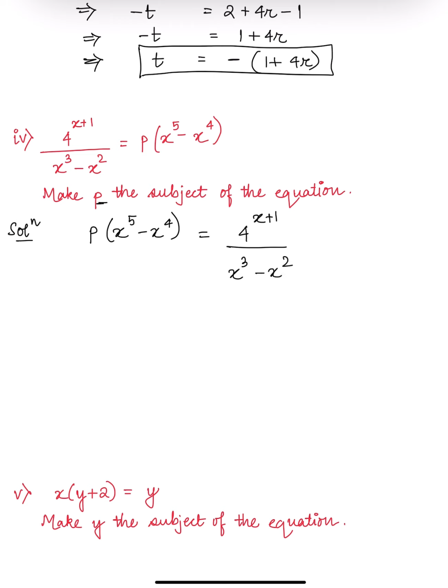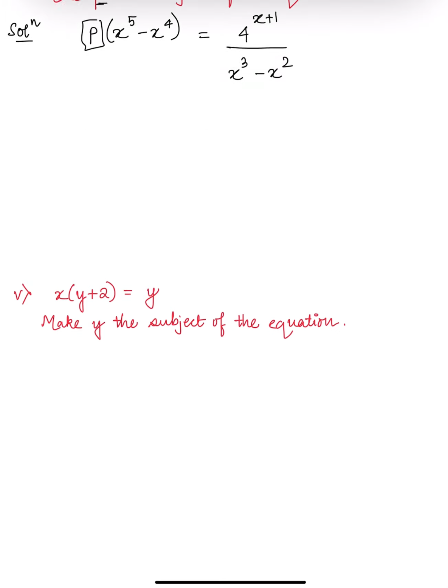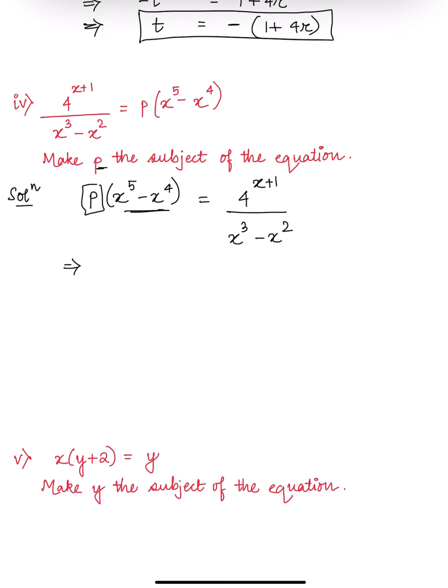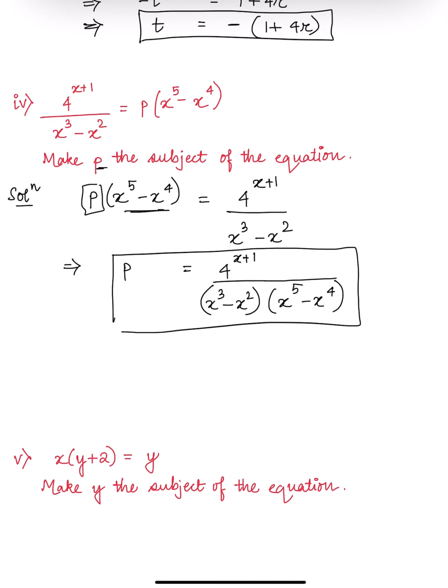Now p has to be the subject, so we can just keep p over here and divide by this part. So p will be 4 to the power x plus 1 by x cube minus x square into x to the power 5 minus x to the power 4. Since that is the only thing that's required, we don't need to get it down to the simplest terms or multiply anything. We can just keep it as it is, and this makes p the subject of the equation.